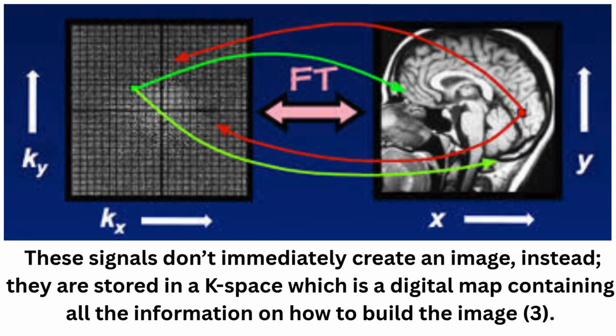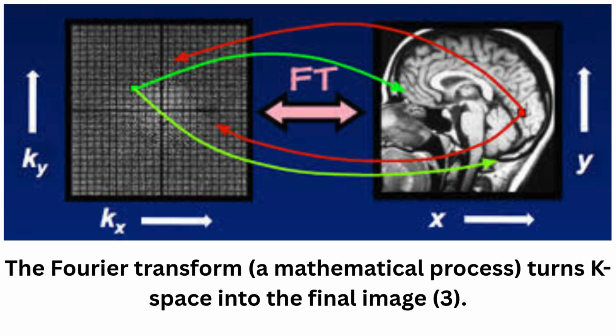These signals don't immediately create an image. Instead, they are stored in a K-space, which is a digital map containing all the information on how to build the image. The Fourier transform, a mathematical process, turns K-space into the final image.